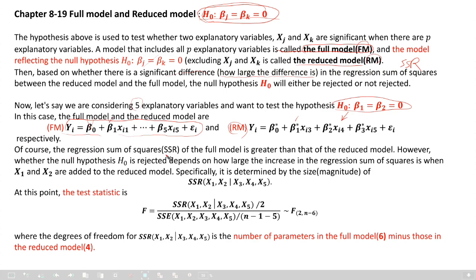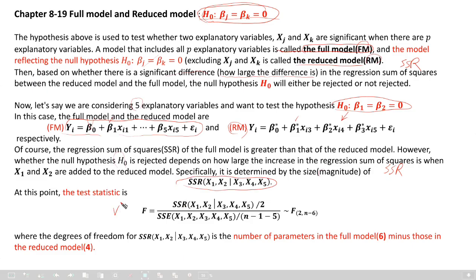Of course, the regression sum of squares, SSR, of the full model is greater than that of the reduced model, because there are more explanatory variables in the full model. However, whether the null hypothesis H0 is rejected or not depends on how large the increase in the regression sum of squares is when x1 and x2 are added to the reduced model, right? We studied this in the last lecture. Specifically, it is determined by the magnitude of SSR of x1, x2 given x3, x4, x5. But what is the test statistic in this case?